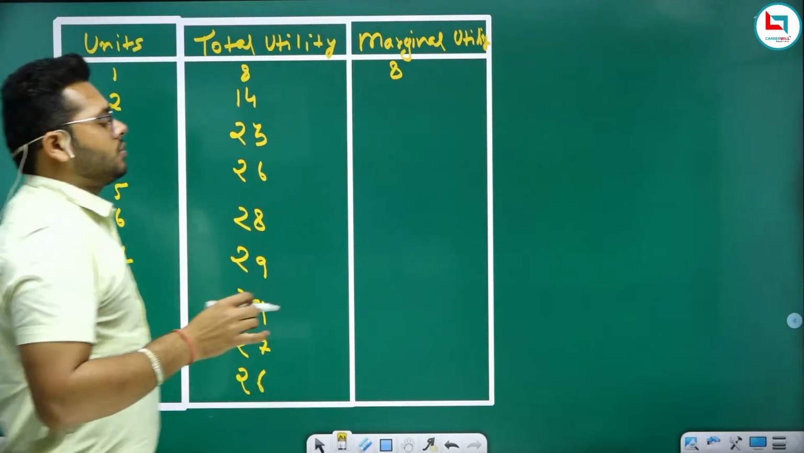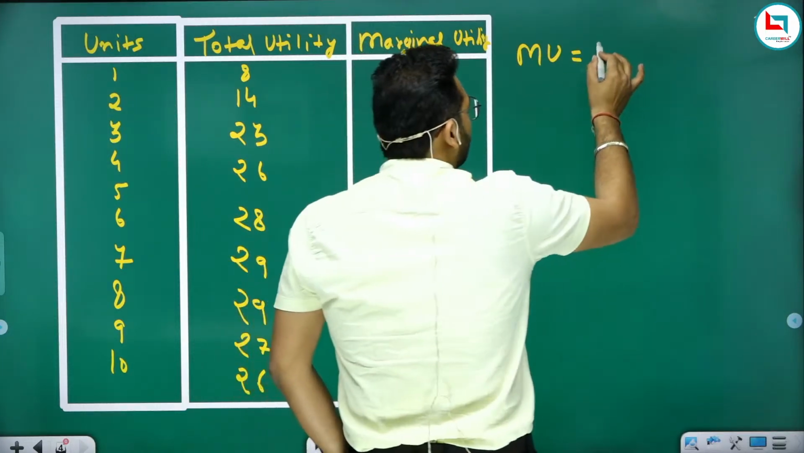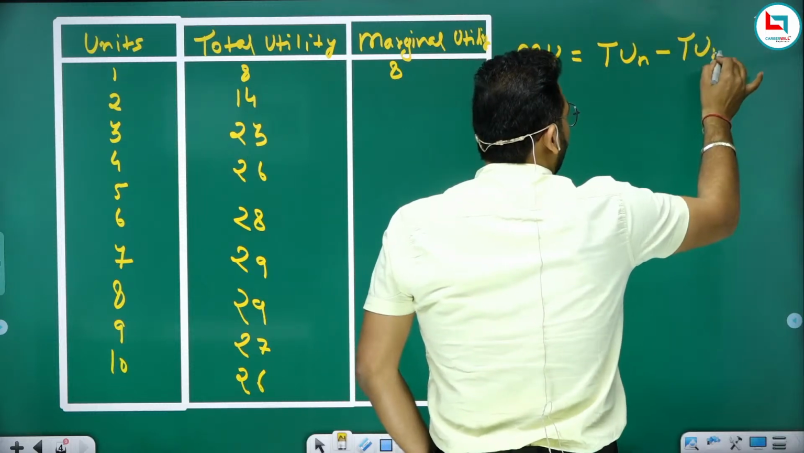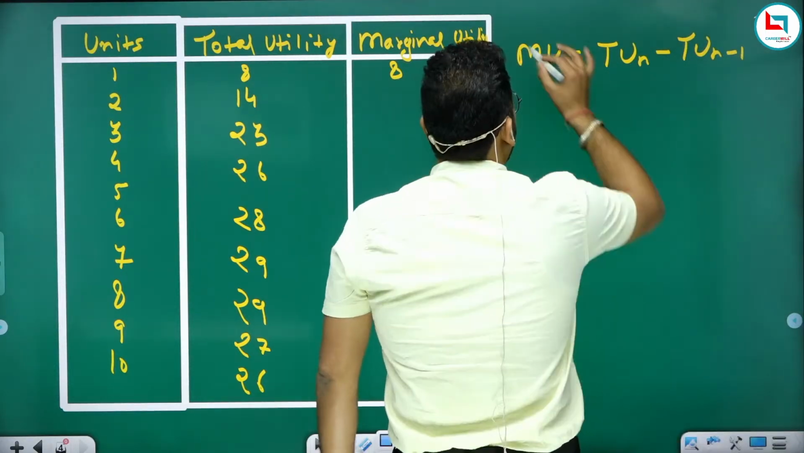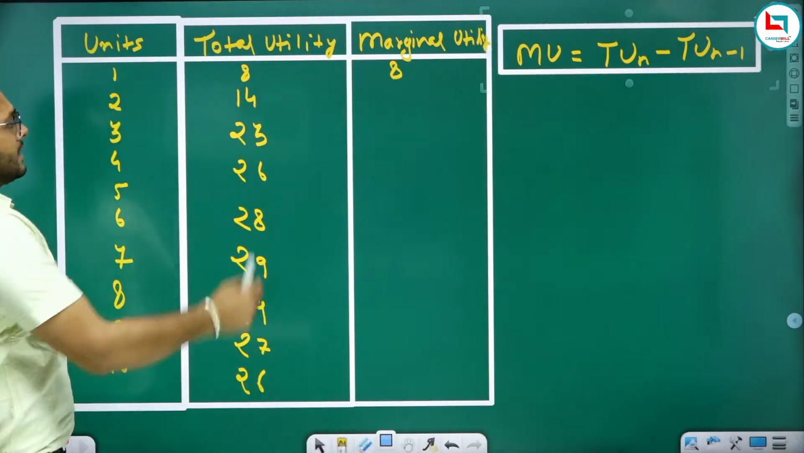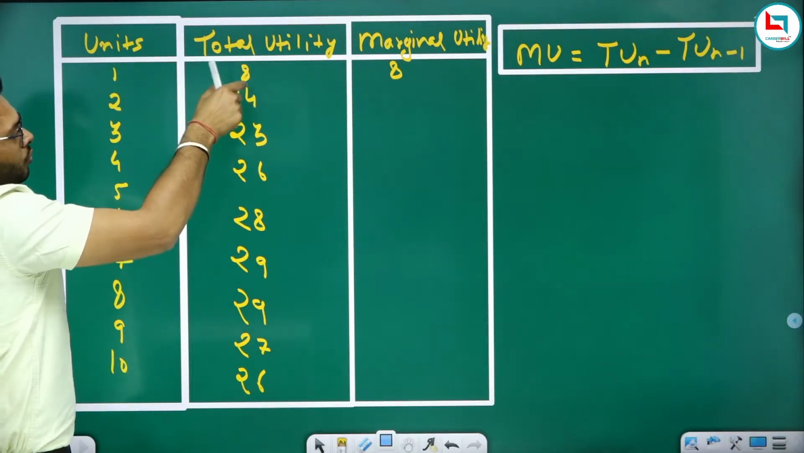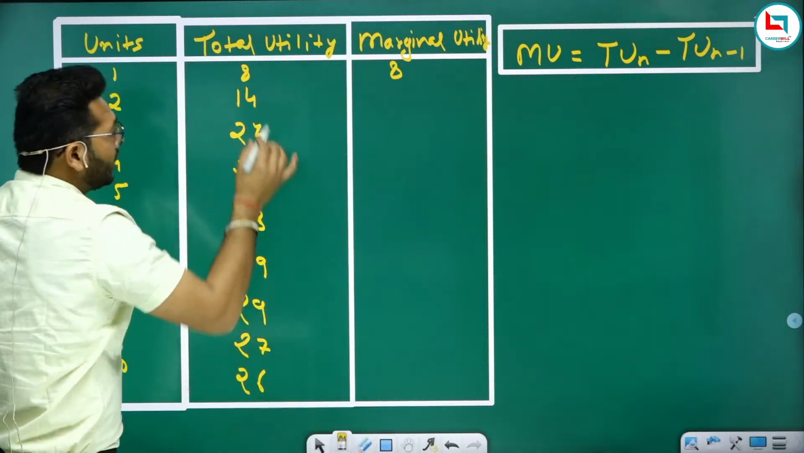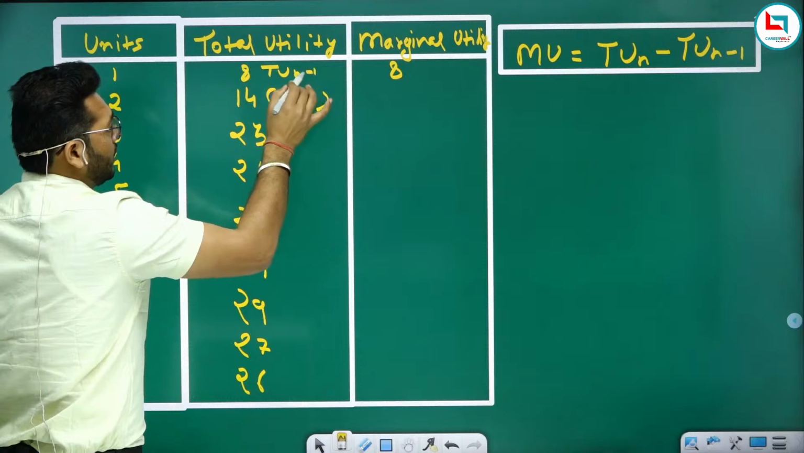So what I have just told you, the formula of MU, is what? Total utility n minus total utility n minus 1. This is the formula of MU. So now this is the TUn, the next unit you are consuming, and just before this is TUn minus 1, right?